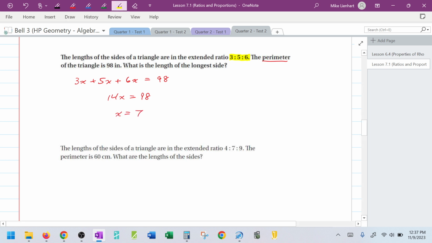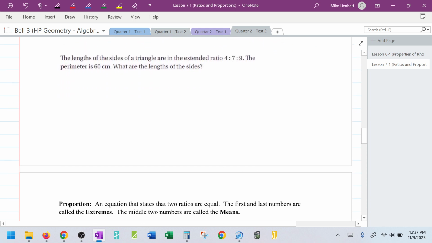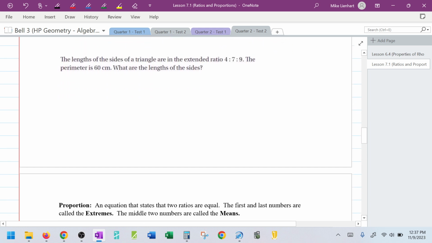The question, however, says, what is the length of the longest side? The longest side is represented by this 6x, so the longest can be found by taking 6 times 7, or 42, and they do give me a unit of measure, so it'd be 42 inches.